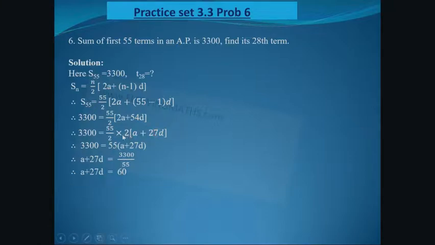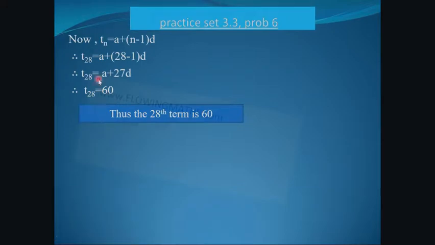So 3300 is equal to 55 upon 2 into 2 into t28. So t28 is 3300, you divide this by 55. So that comes to 60. So t28 is 60. Thus the 28th term is 60.